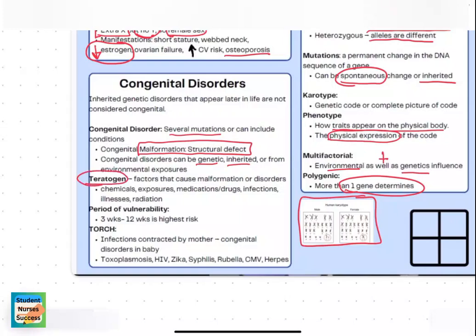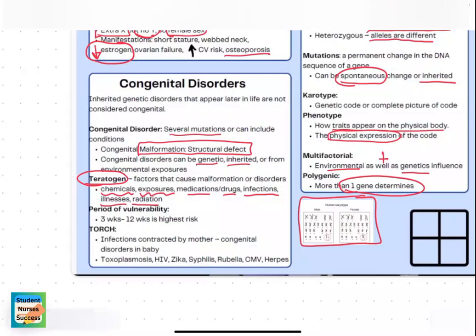Teratogens are factors that cause malformation or disorders. They cause congenital malformation or congenital disorders. A teratogen could be a chemical exposure, exposure to some type of pollutant, maybe exposure to medication or drugs during pregnancy, contracting infection during pregnancy or an illness, or exposure to radiation. So any exposure while pregnant can be considered a teratogen and can harm the developing fetus.